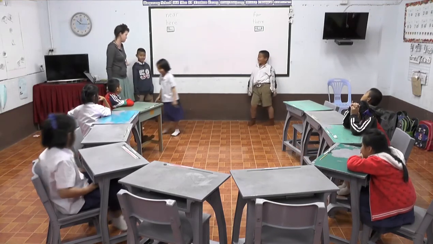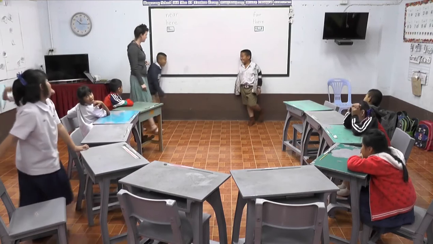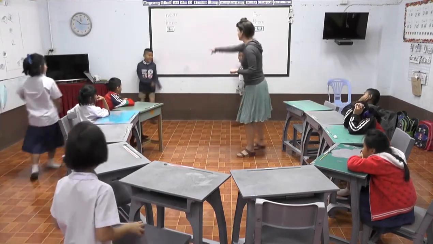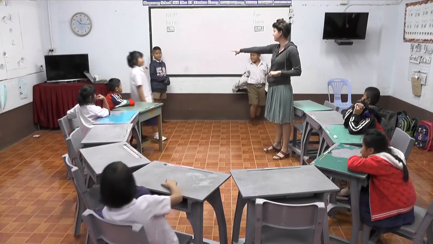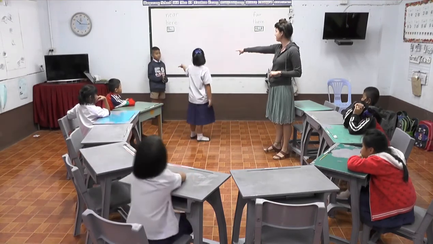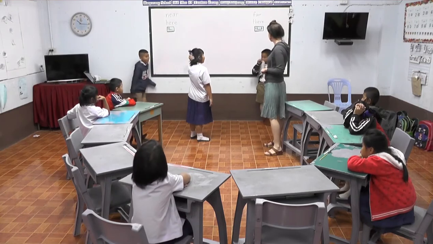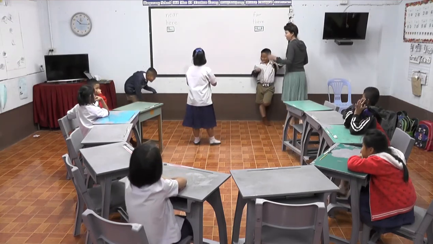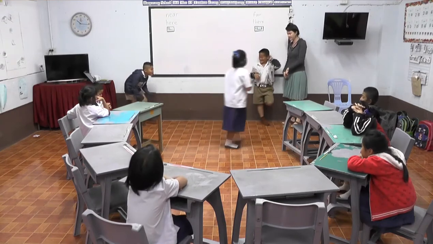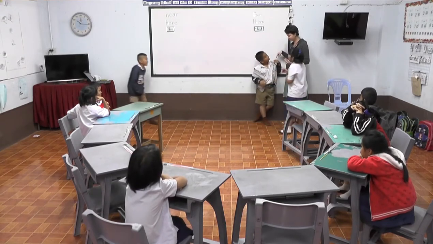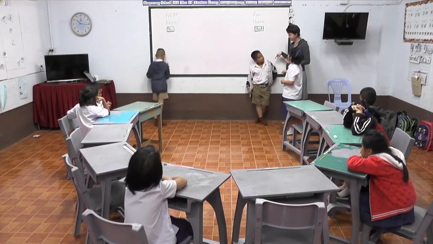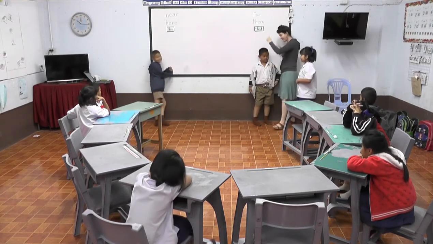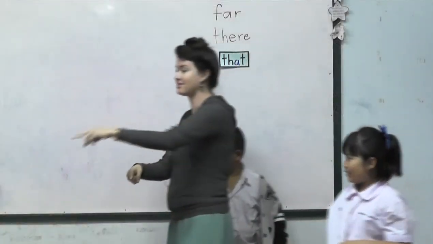Blacko, come up here. Tell us about our animals. What's that? Buffalo. That is a buffalo. What's that? Cat. Okay, come by the cat. What's this? This is a cat. What's that? That's a buffalo. Good job. Okay, boys, you can head back to your desk too.